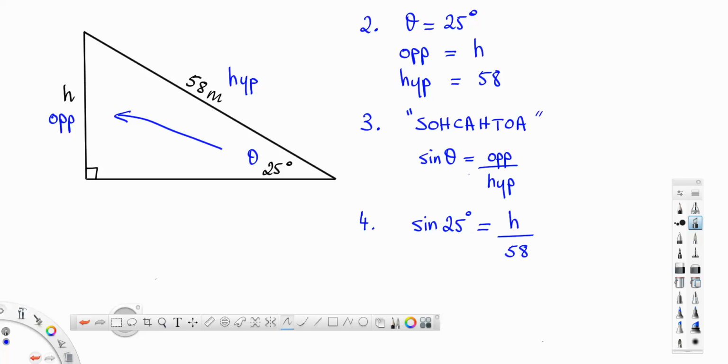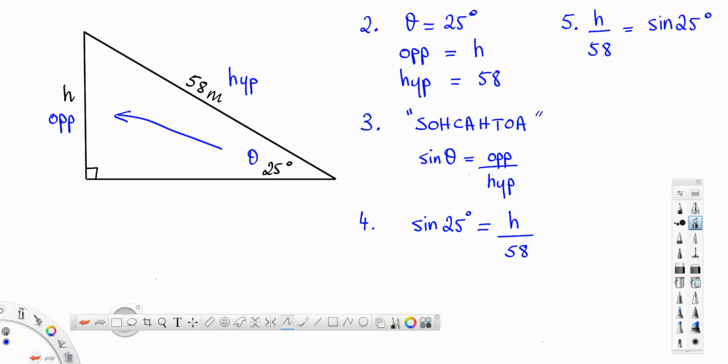And so what are we trying to do in step 5? We're trying to work out this side, h. And we saw from the example we did in class that if you want to find out what h is and you've got h divided by 58, then we can undo that dividing by 58 by multiplying by 58. So we're going to multiply both sides here by 58. So I'll just write that equation again, h on 58 equals sine 25 degrees. I'm putting the h on 58 first because it's h that we're trying to work out here.